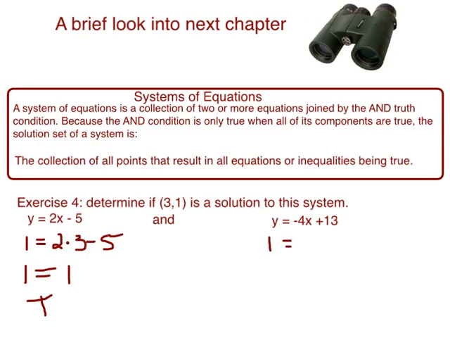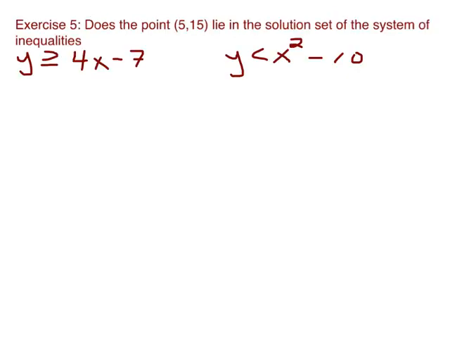1 equals negative 4 times 3 plus 13. Negative 4 times 3 is negative 12, plus 13 is 1. 1 equals 1, so that is a true statement. So the point (3, 1) sits on both of these lines, and you're going to learn next chapter that's where these two lines intersect. Let's go to number 5.